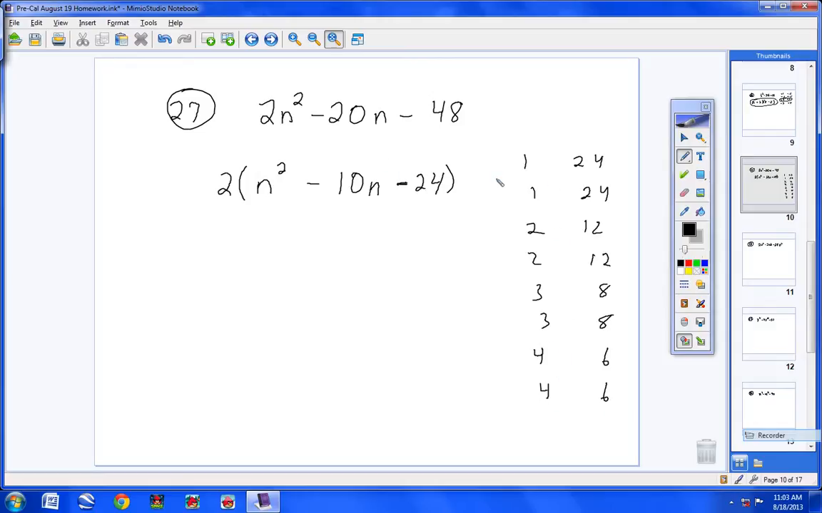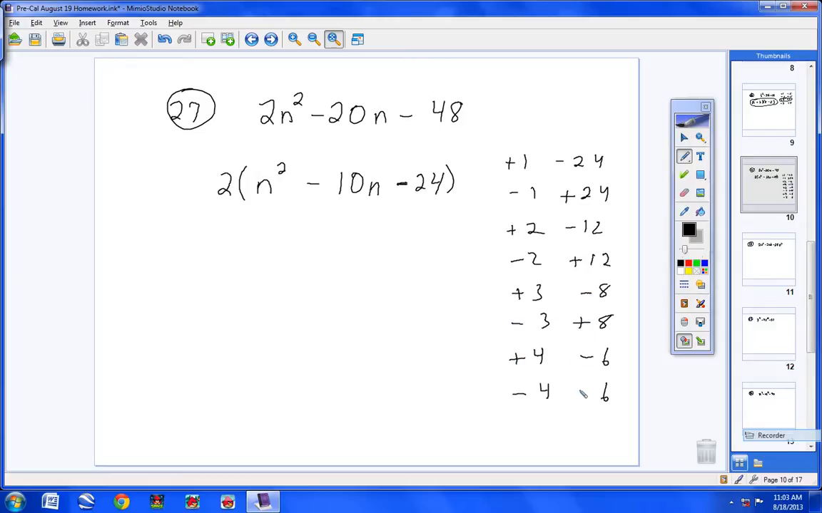All right, I've got a negative 24, so I know I want a positive times a negative and a negative times a positive, because a positive times a negative gives me a negative, and a negative times a positive gives me a negative. All right, so we're going to continue this pattern all the way through.